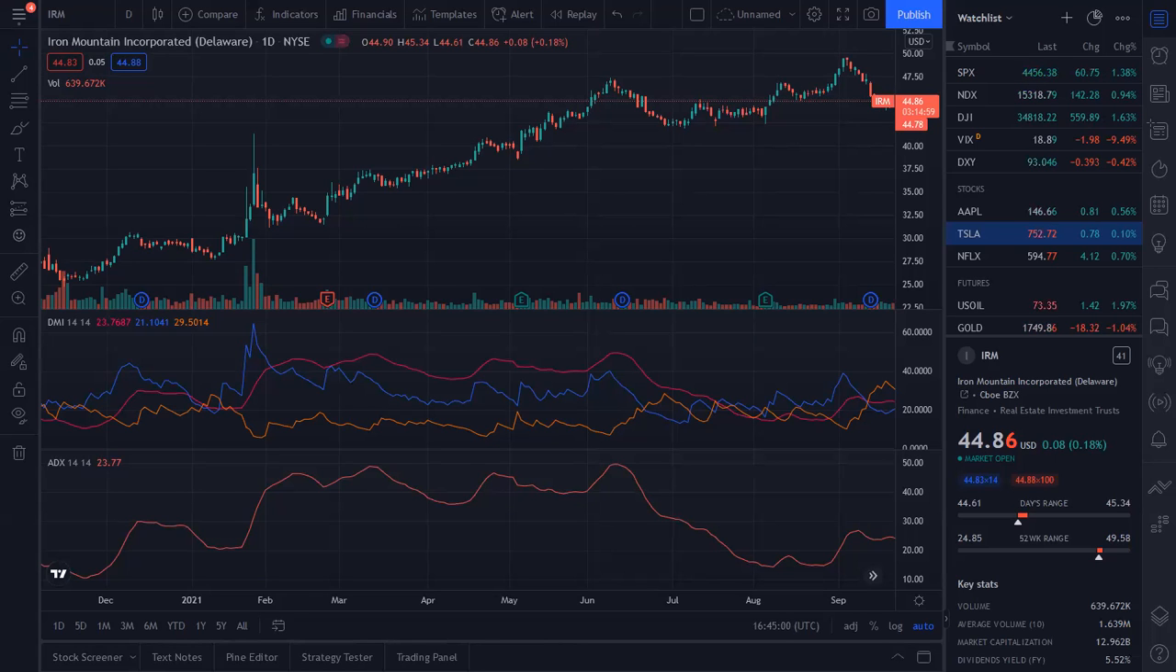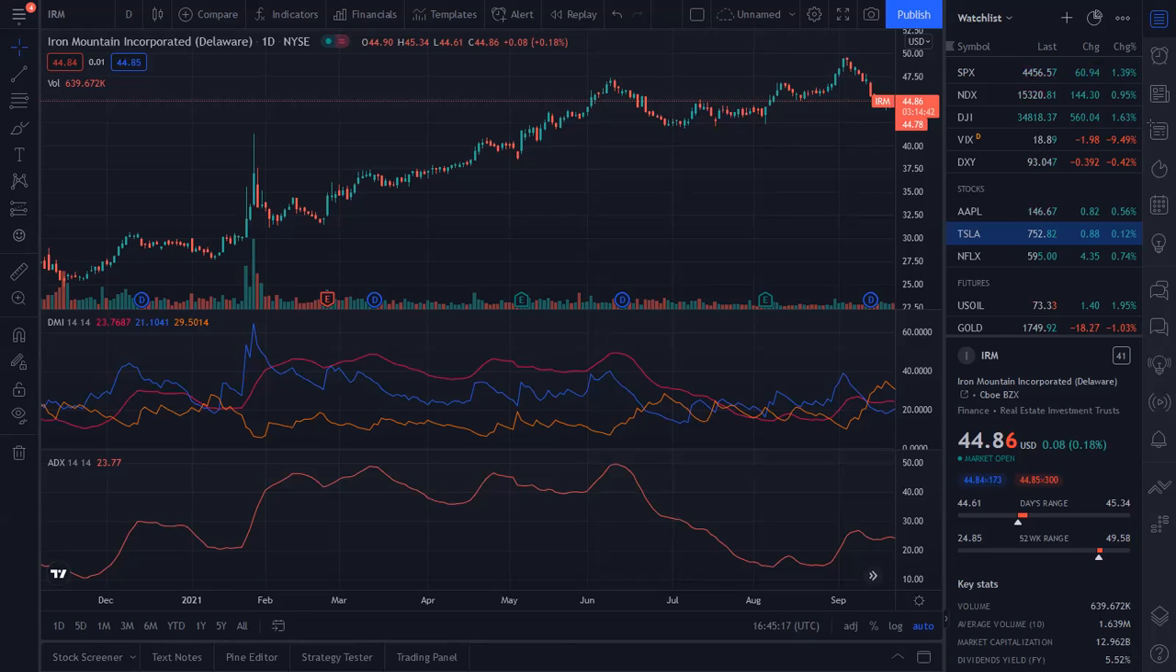Welcome. Today we're talking about the ADX, the average directional index. This is a trend indicator that shows both the direction and the strength of a trend. So I have Iron Mountain on the screen. The ADX is composed of three lines.